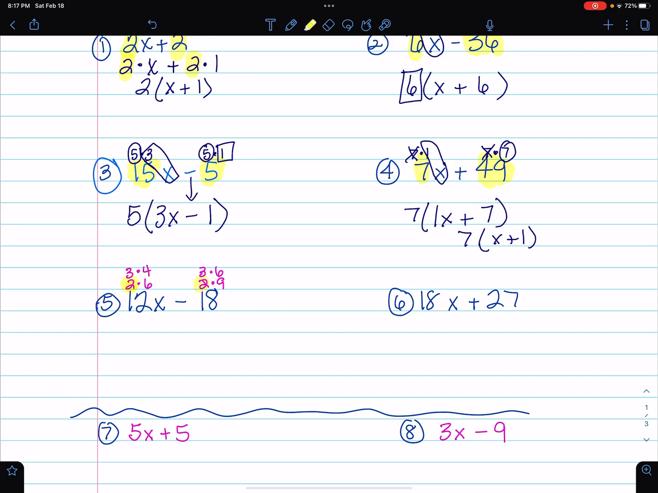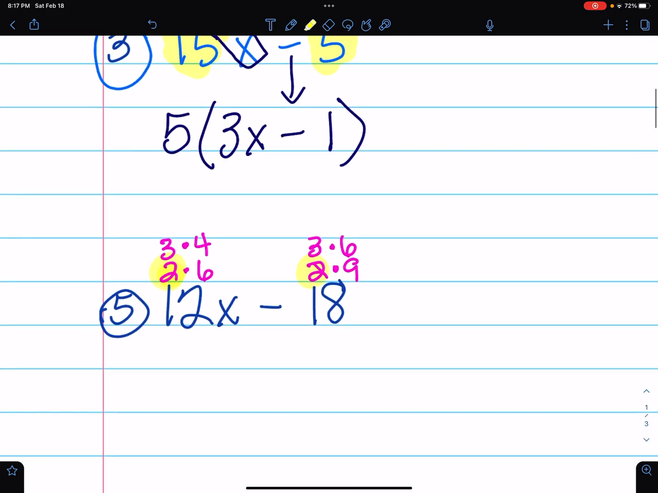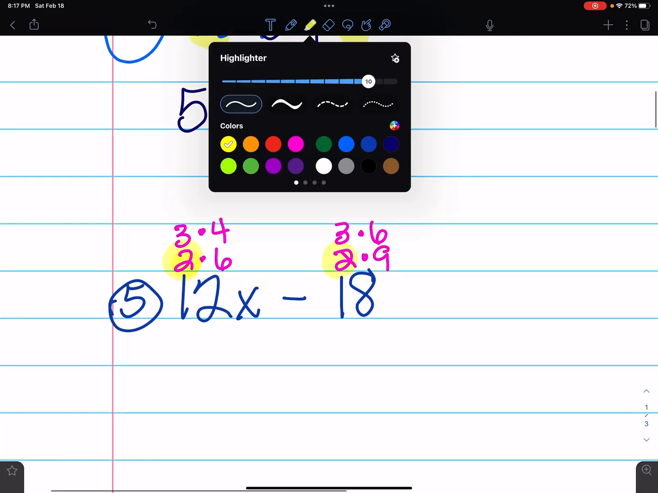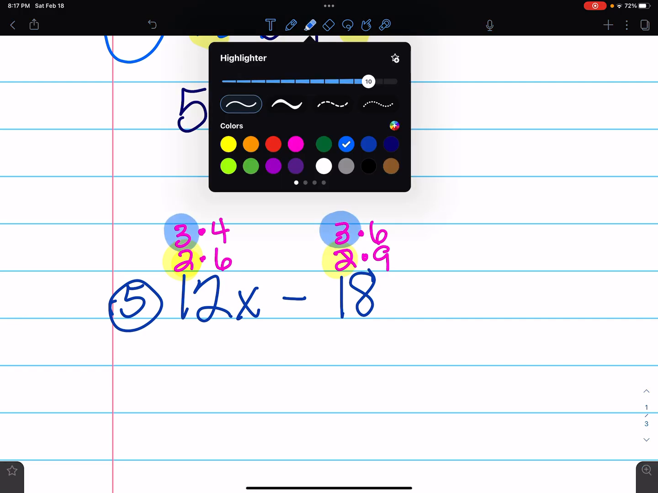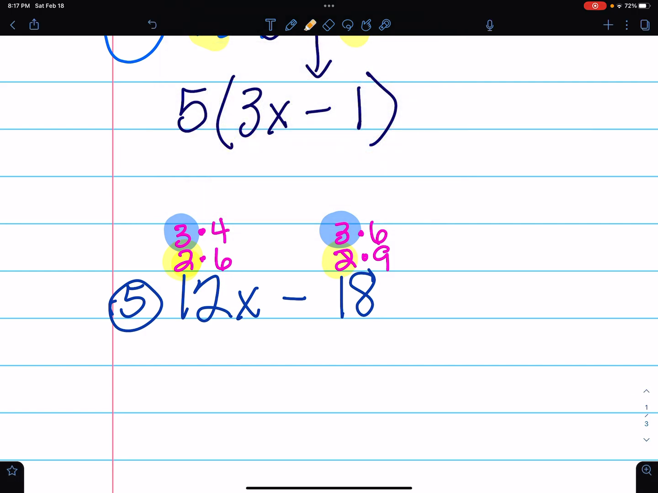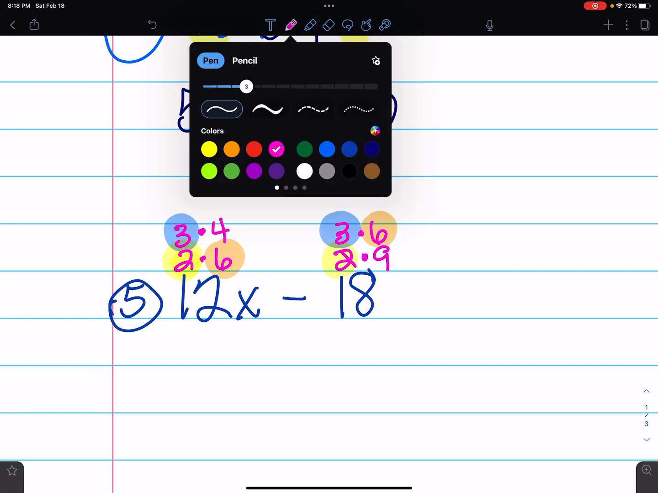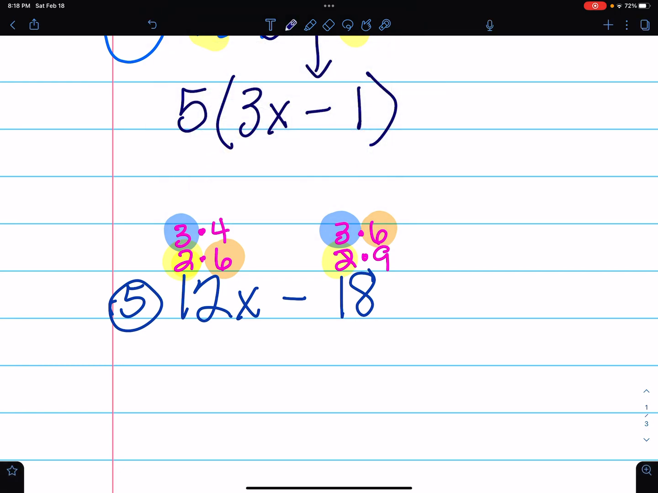You see how I made these yellow? I'll make it a little bigger so you can see it. And they also have a 3 in common. But they also have a 6 in common. When you have a situation like this, you want to factor out the one that is the biggest number. So I am going to go with the 6.